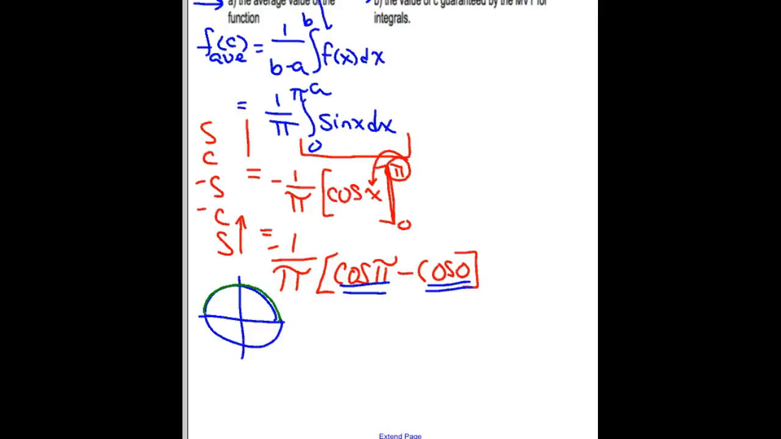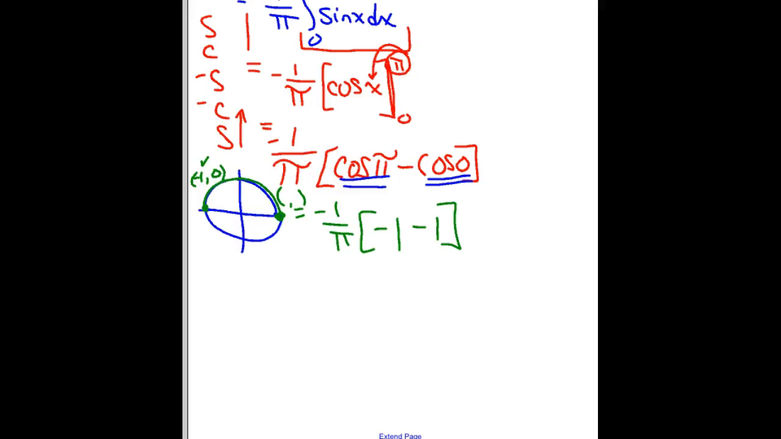So head on over to pi. I'm looking for cosine over there. Cosine is x. So that's 100%. A negative 1. And what is cosine 0? 100%? 1. Yep. Boom. So barring any unforeseen arithmetic mistakes, which I haven't made, I have a negative 1 over pi times a negative 2, which gives me 2 piths. Put it in a box.